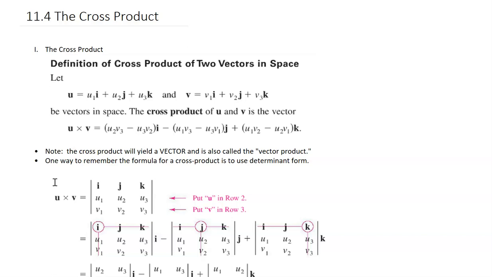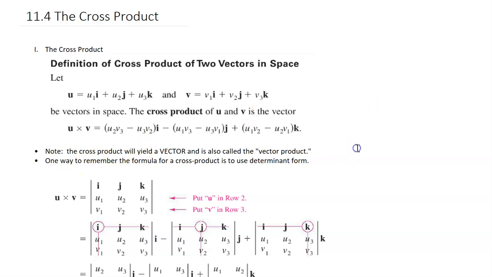But basically, if you have two vectors in terms of i, j, and k, u cross v is defined as the vector (u2 times v3 minus u3 times v2)i minus (u1 v3 minus u3 v1)j plus (u1 v2 minus u2 v1)k. Now, most people never, ever remember doing it this way. This is a formula that you should not expect to memorize.